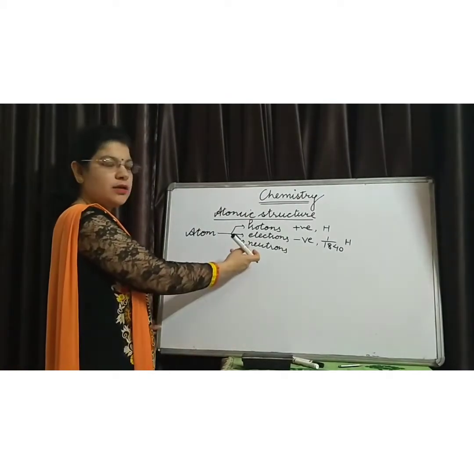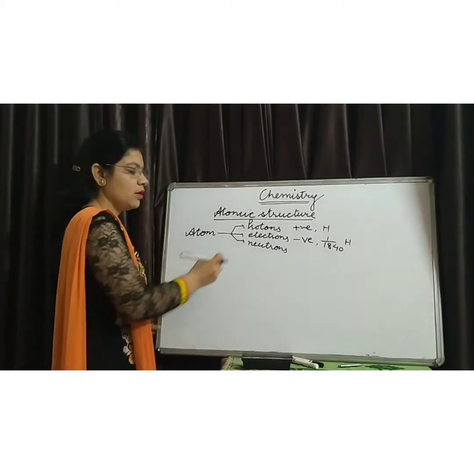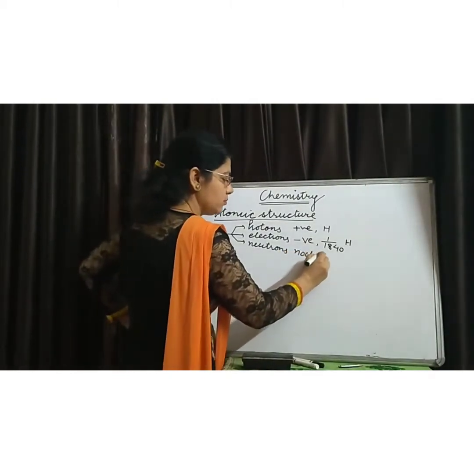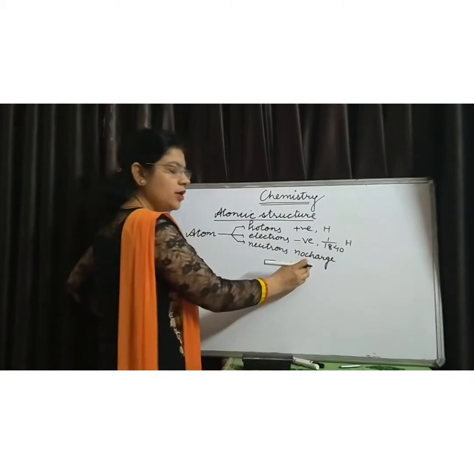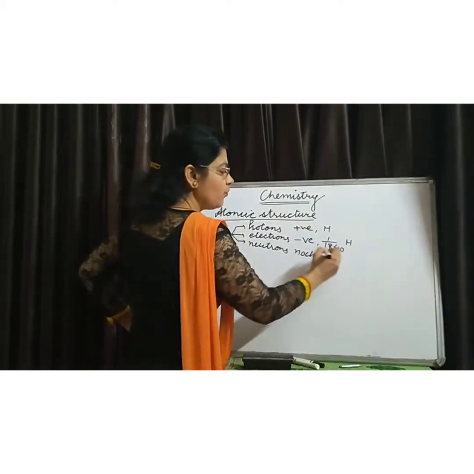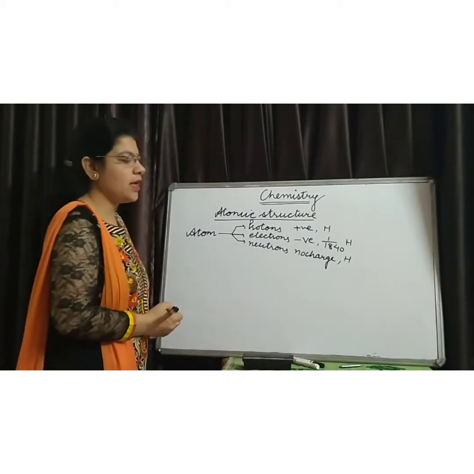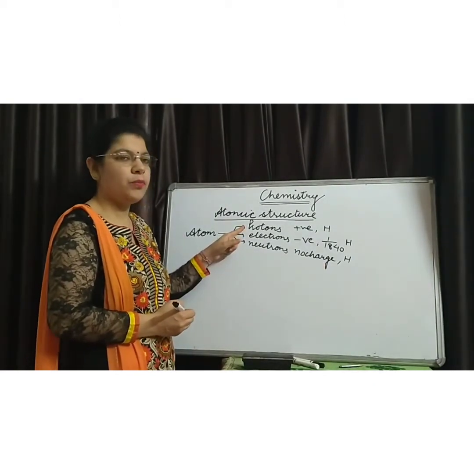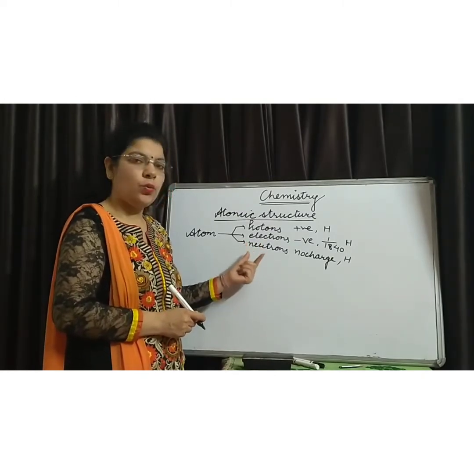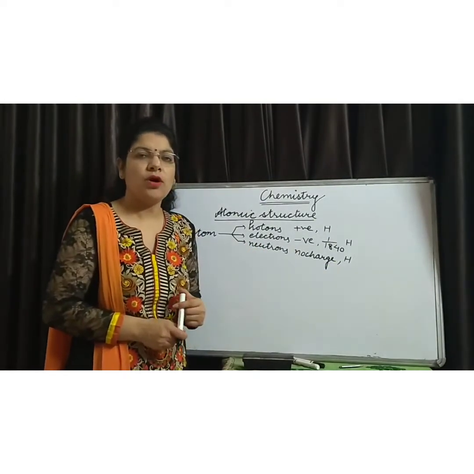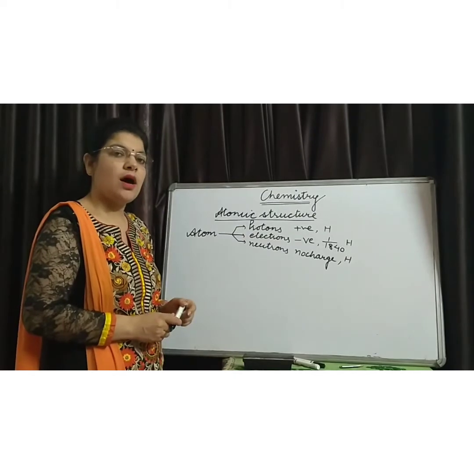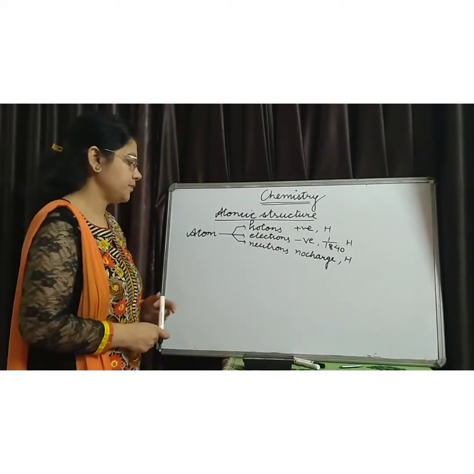The next fundamental particle of the atom is the neutron. Neutrons carry no charge, they are neutral particles of the atom, and the mass of one neutron is the same as the mass of the proton, or equal to the mass of one atom of hydrogen. How are these fundamental particles present in the atom?